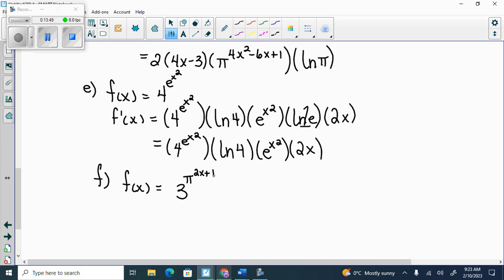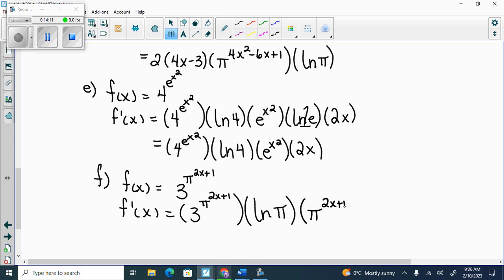Try that one out. F prime of x, rewrite it. Ln the base, derivative of the exponent. Derivative of pi to the 2x plus 1, you have to rewrite it. That's a 3. Check it. 3, sorry. Rewrite the pi, ln of the base, now here's 1 pi, and the derivative of the exponent, which is 2. And you don't have to rearrange anything, you can just leave it, call it a day.